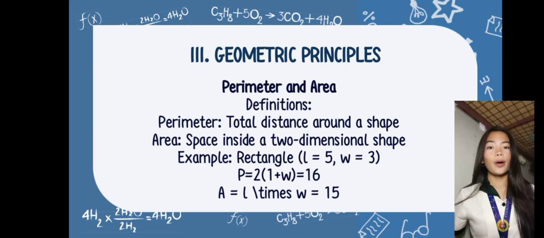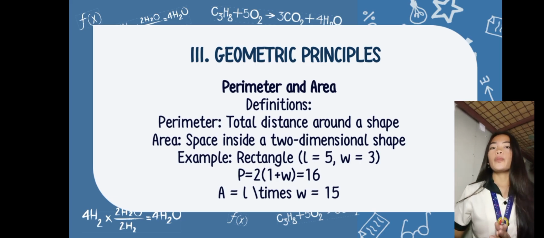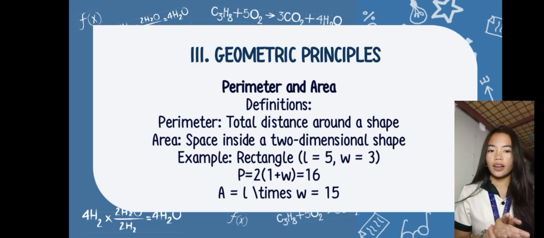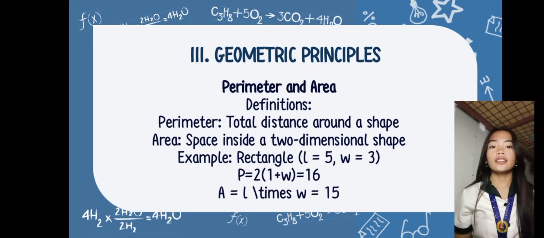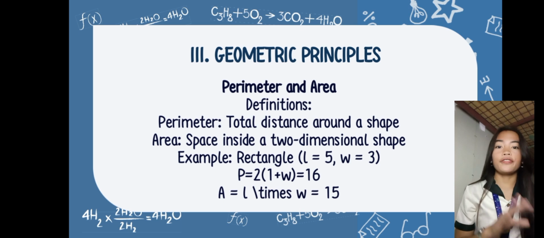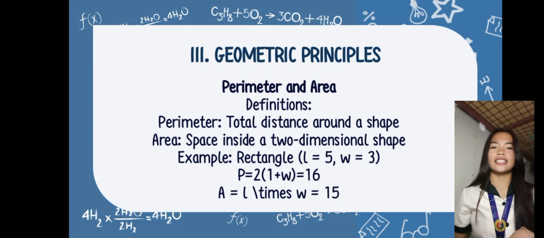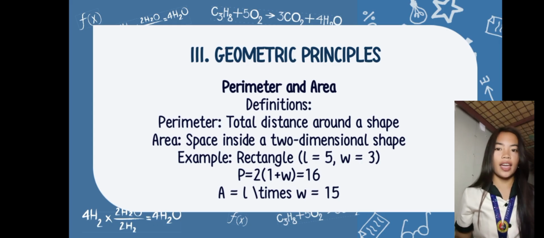Let us now proceed to geometric principles. Perimeter is the total distance around a shape. For a rectangle with a length of 5 and a width of 3, the perimeter is 16 units and the area is 15 square units.